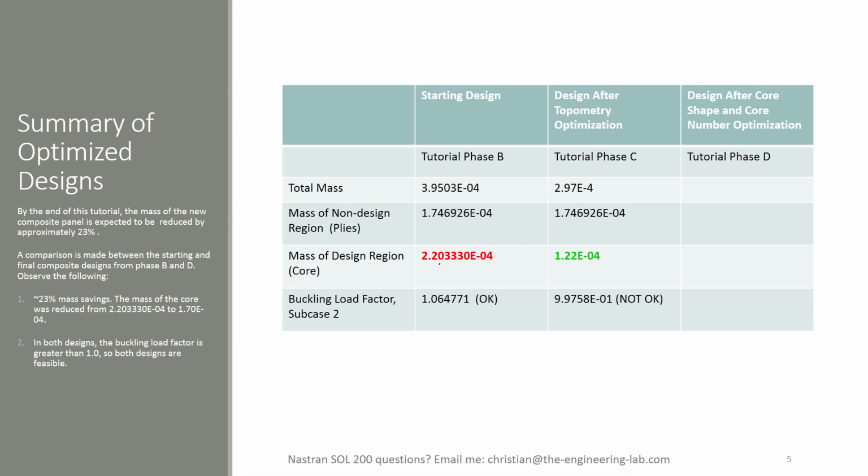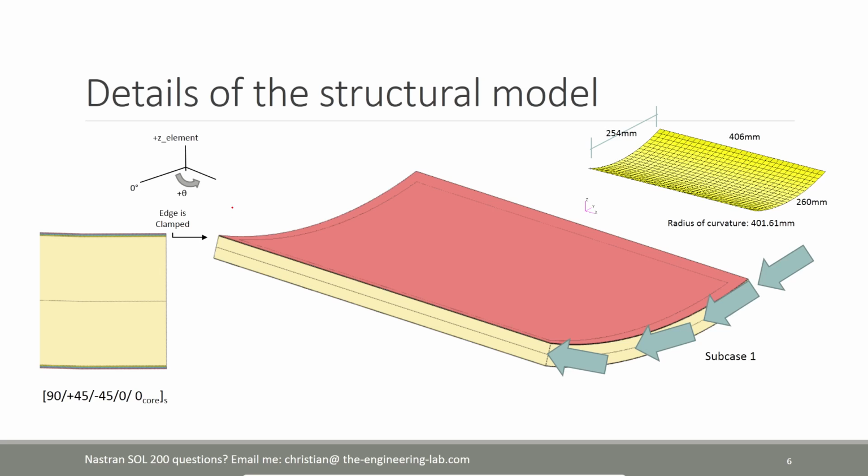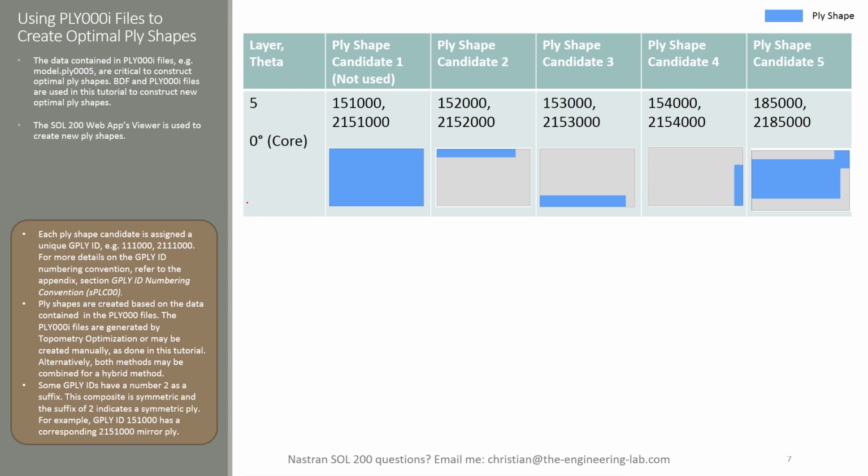Right now, we don't know what the new values are going to be once we optimize the thickness of the core. But what we should see is a reduction of the original mass. So you'll see that in a few moments. Also, we want to make sure that the buckling load factor is greater than 1.0. So those are some of the goals. The loading is going to stay the same as it was before in the previous workshop.